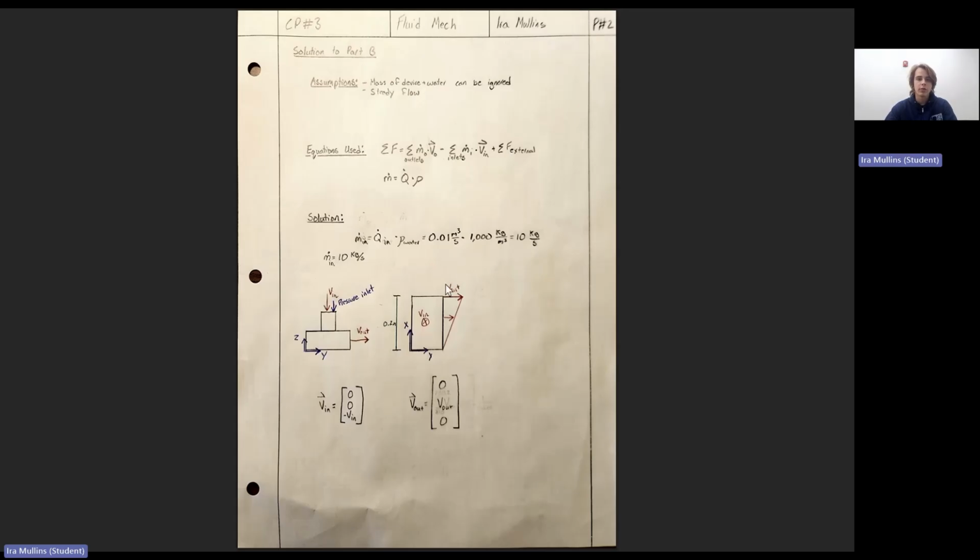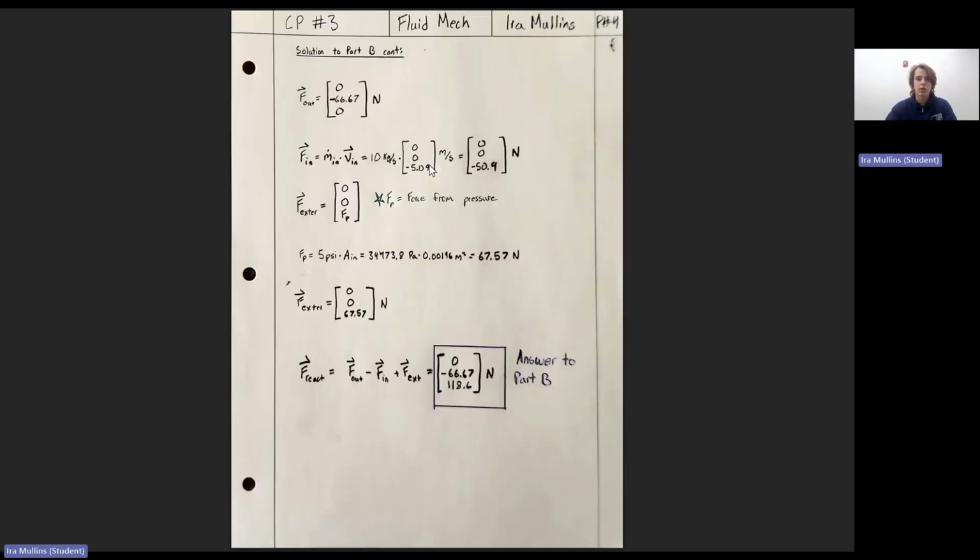And so if you go through and you calculate the mass rate of change, and then the vector value of velocity, you go through and you calculate all those quantities for the flow rate coming in and the flow rate going out. You end up with an equation that simplifies down to this, which is the reaction forces needed to hold this piece in place.